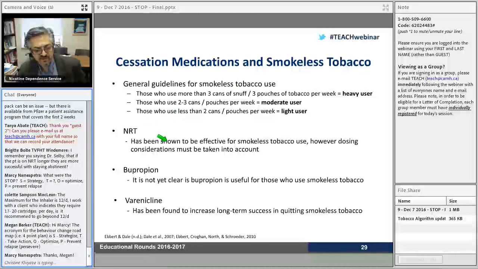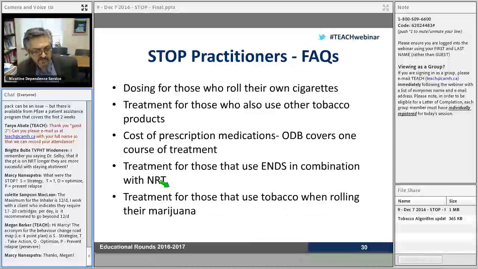NRT has been effective, but dosing considerations have to be taken into account because people can get much higher levels of absorbed nicotine from oral tobacco depending on how they use it. And so nicotine often can be inadequate to help them. It's unclear about Bupropion's role, and Varenicline certainly has been found to help people using smokeless tobacco, using it in standard doses.